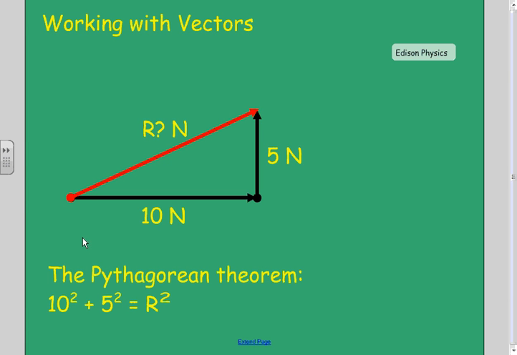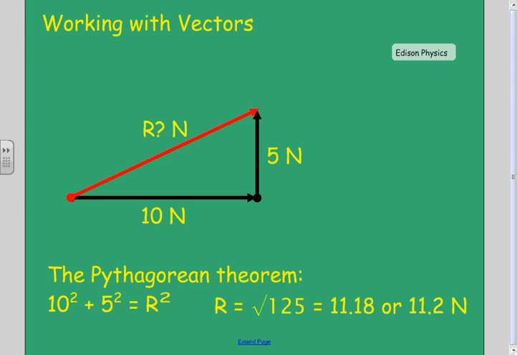And you might remember that there's a theorem in geometry that tells us how to find the length of the hypotenuse if we know the two sides. It's called the Pythagorean theorem. And it says if we want to find the hypotenuse, we do hypotenuse squared equals one side squared plus the other side squared. So in this triangle, that means 10 squared plus 5 squared has to equal r squared. So we square 10 and we get 100. We square 5 and we get 25. We add them together and r squared equals 125. So r is going to equal the square root of 125, which is 11.18, but we want to round that up a little bit, so we're going to call it 11.2 newtons.